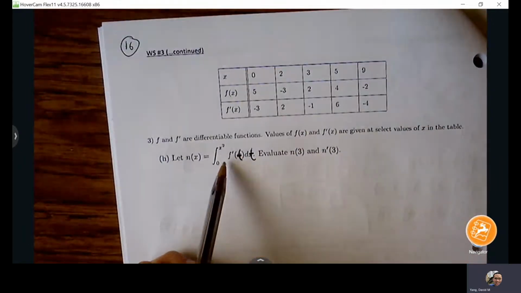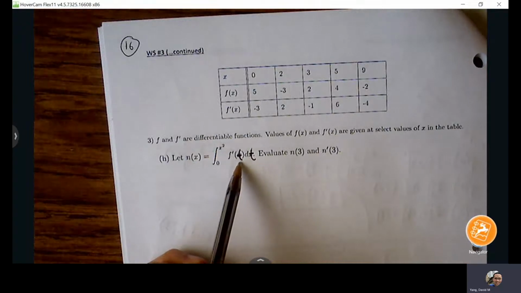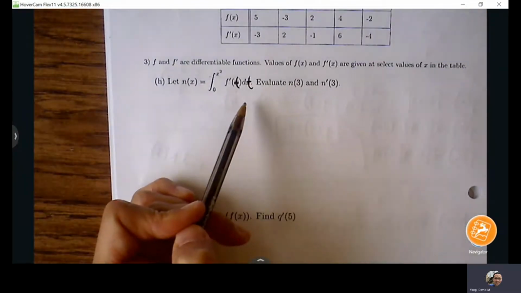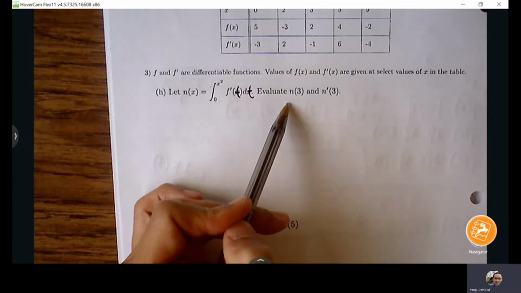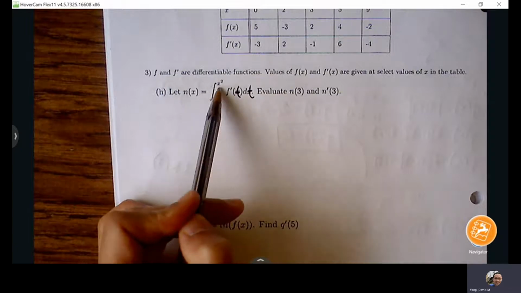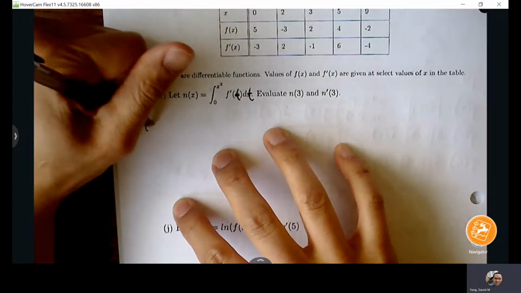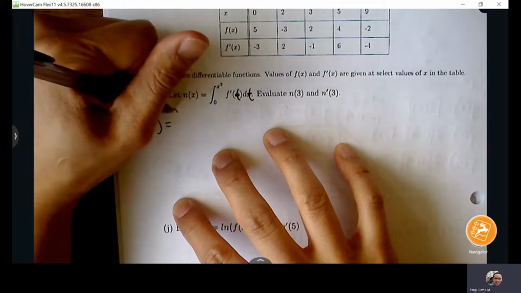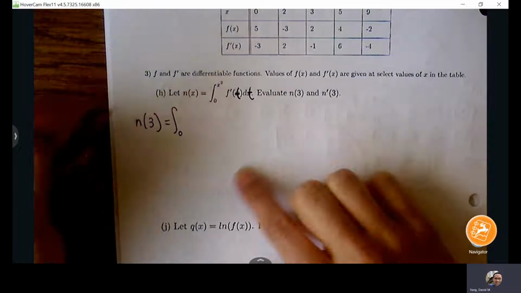It's still f of x. We just want to make sure that if there's an upper bound variable that it's not conflicting with the variable that we see there. So it says evaluate n of 3. So to find n of 3, I'm just going to replace every x with 3. Okay, the upper bound gets replaced with 3 squared, which is 9.